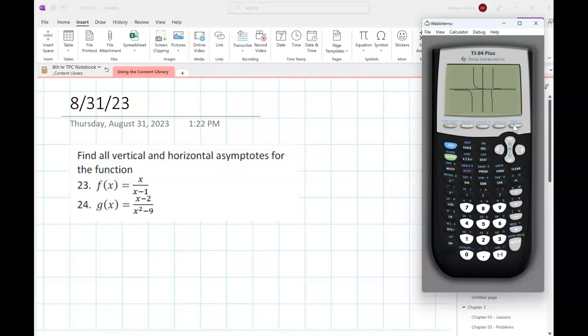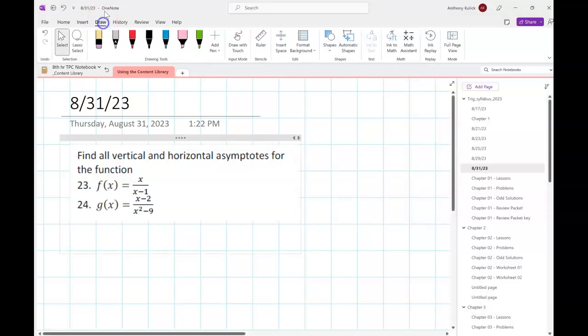When I look at this, I see three asymptotes. I see a vertical asymptote at x = -3. Another vertical asymptote at x = +3. And then a horizontal asymptote at y = 0, aka the x-axis. Okay, so let's write that down.